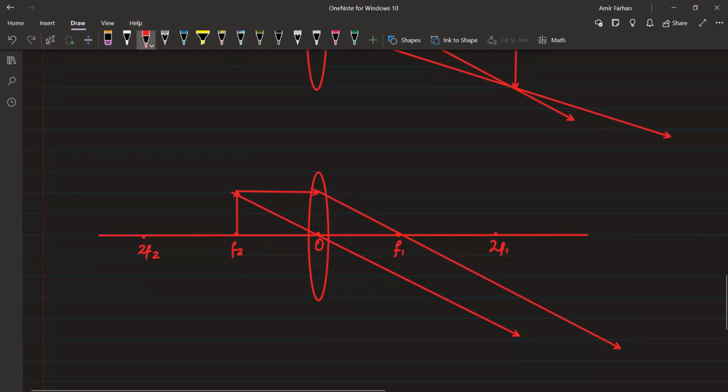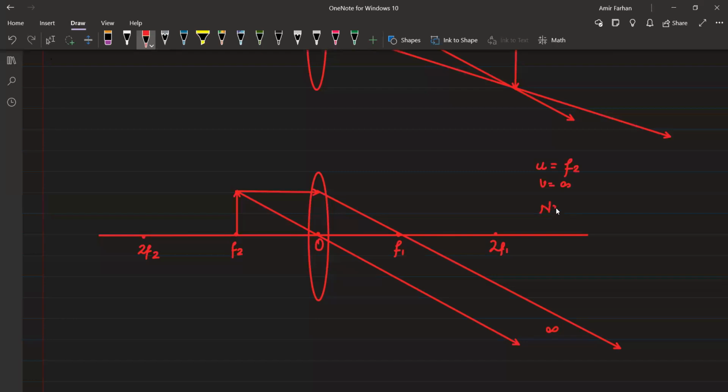So all of you can see that the refracted light rays are parallel to each other. So where will they meet, can anybody tell me the name of that place? Where do parallel light rays meet? At infinity. Infinity is the point at which parallel light rays meet. Okay. Now your U is at f2, V is at infinity. And nature would be real and inverted. Size will be highly enlarged.